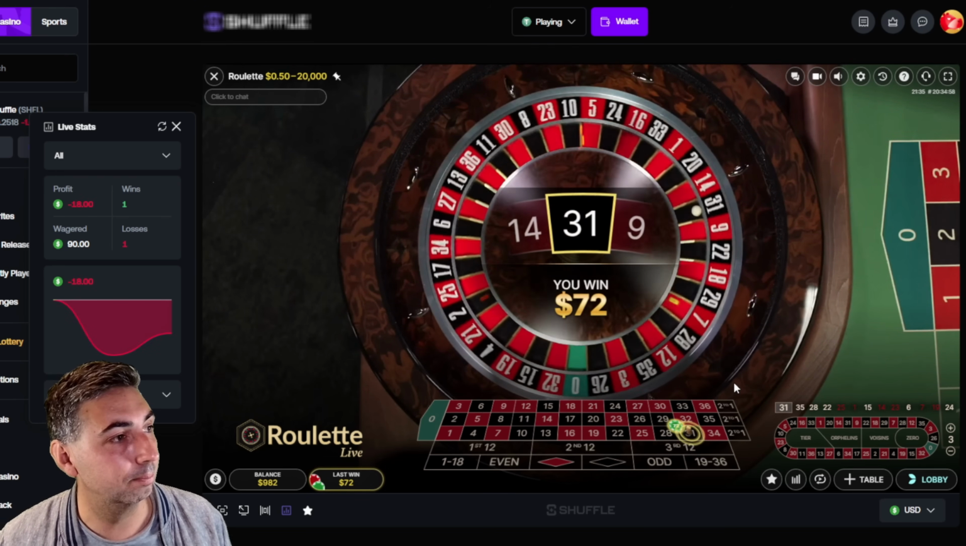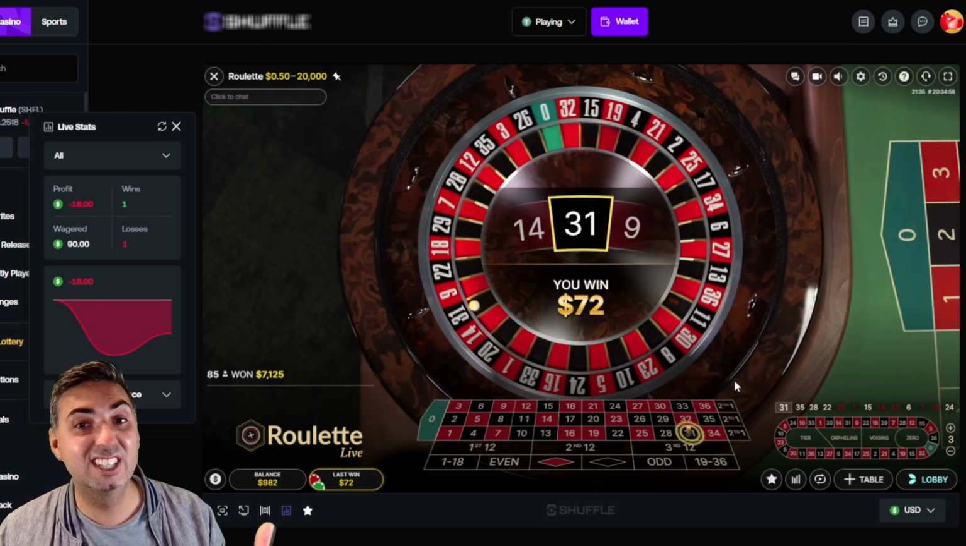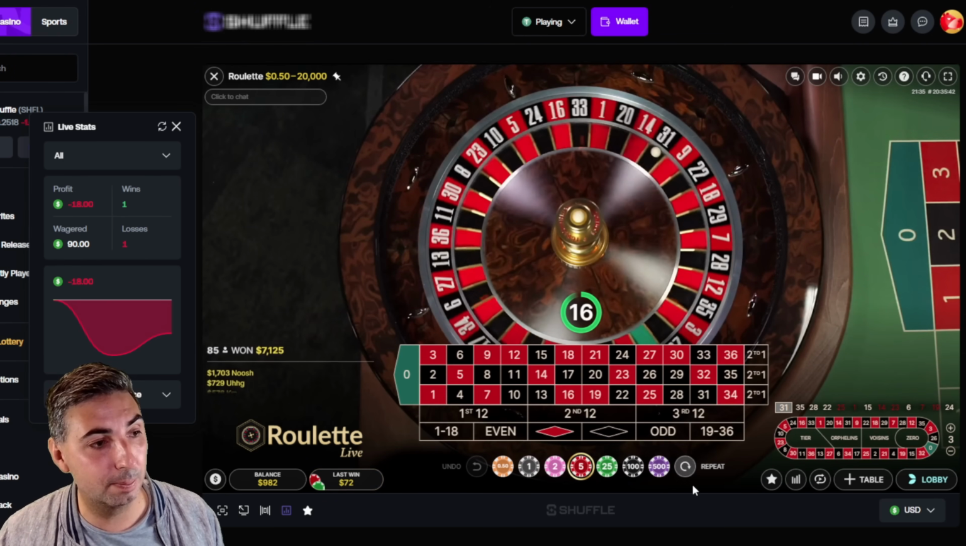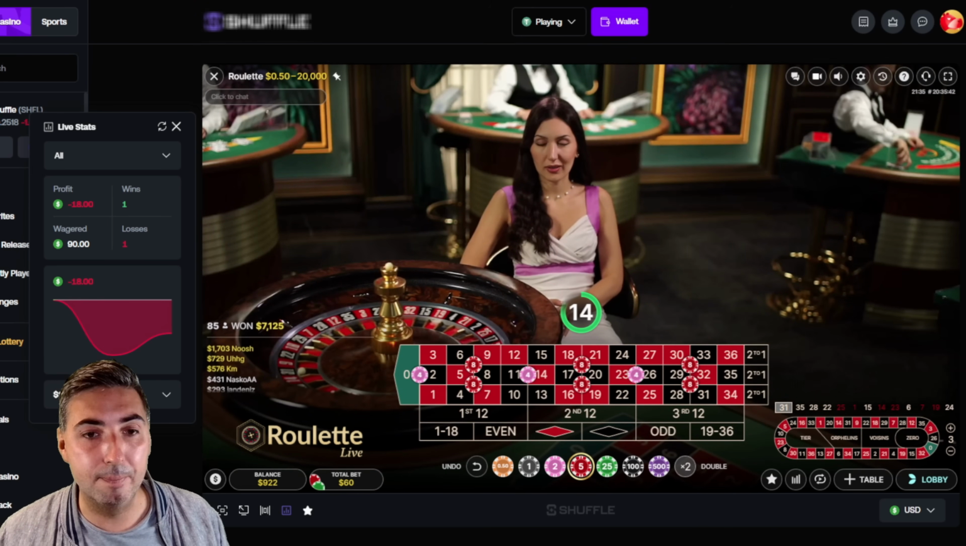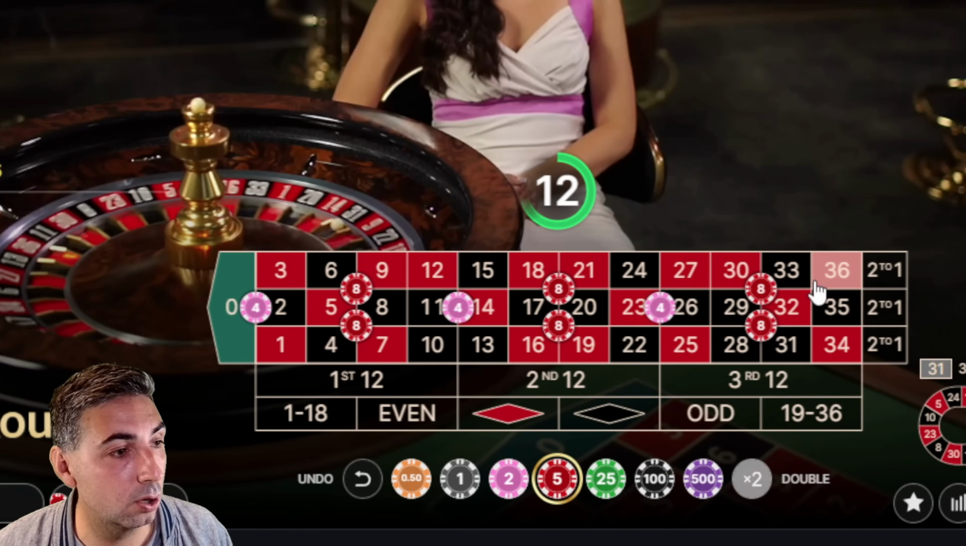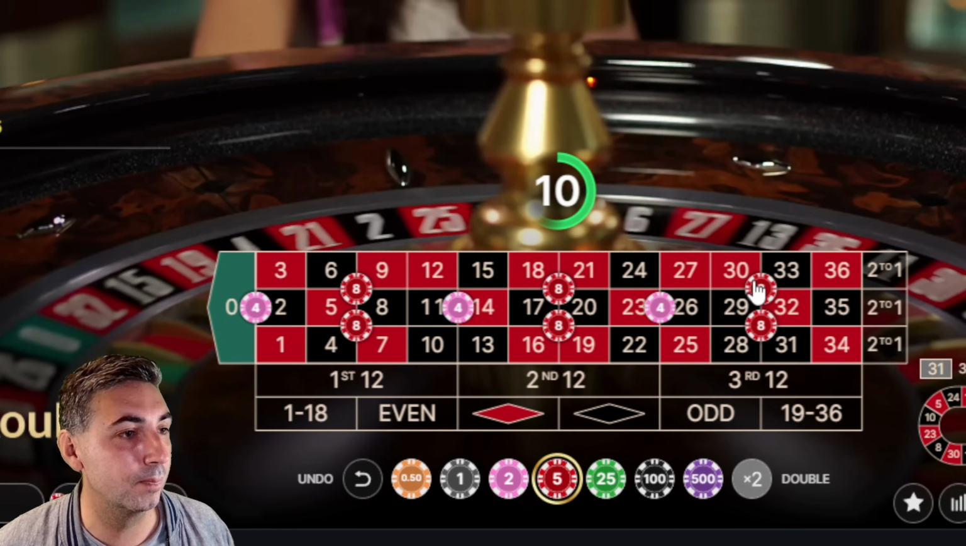31. That's a little win. So that returned $72. Remember, it's a $60 bet. We're just going to repeat the bet. I'll quickly show you those jackpot numbers. I'll explain what we do with our progression.